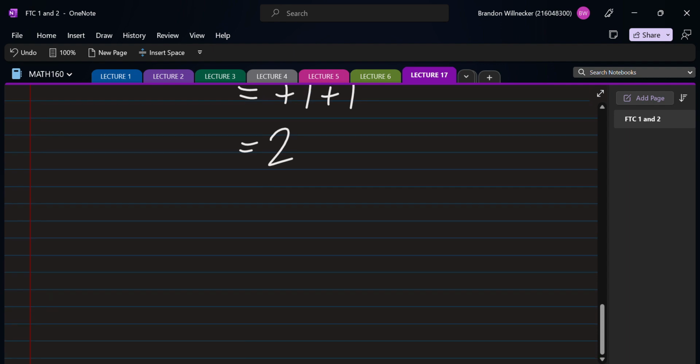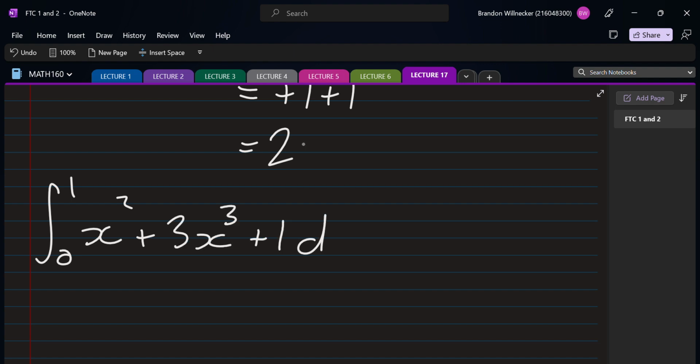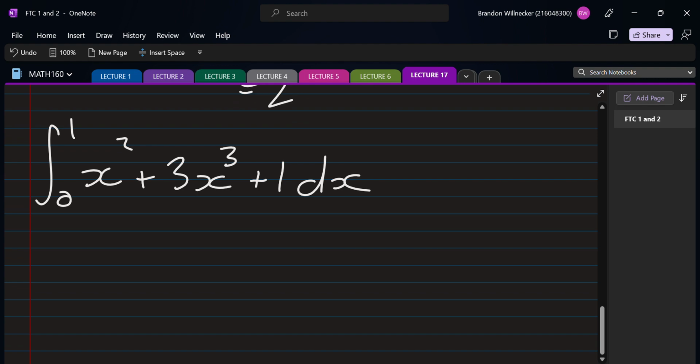Another example, let's say we have the integral from 0 to 1 of x squared plus 3x cubed plus 1. It's a polynomial, and we know what to do with polynomials. We look at each term individually, because we know we can do that from the definite integral's property. We look at each exponent, we add 1 first and then divide. It's always the opposite of what we did with derivatives. With derivatives, we subtracted 1 and then multiplied. Going down, here we add 1 and then divide.